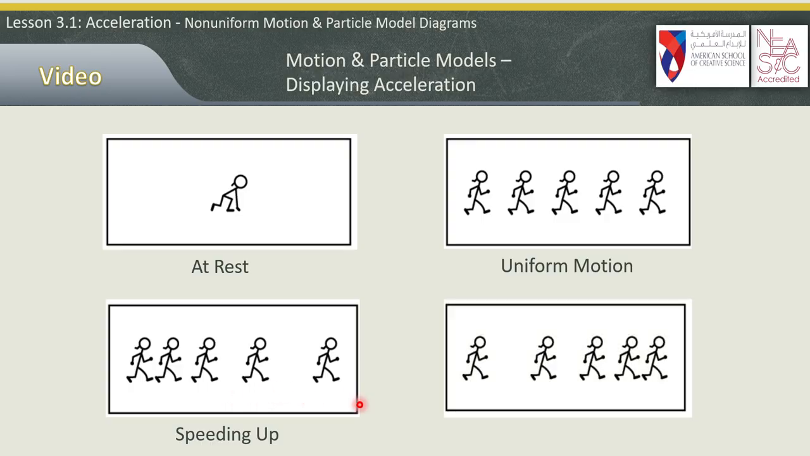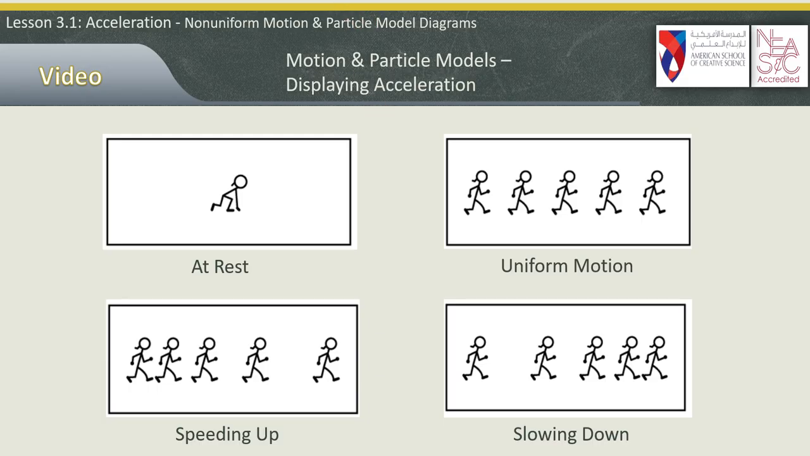And the last picture, the fourth picture, shows the spacing decreasing. The runner here covers less distance each time. So we can say the speed is decreasing, and this is also a non-uniform motion, but here the acceleration points opposite the motion.